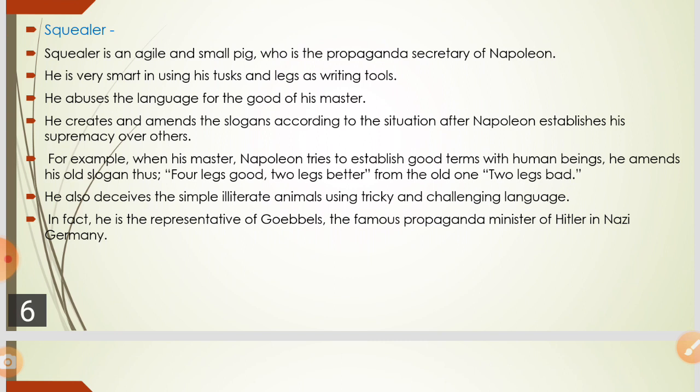He creates and amends the slogans according to the situation after Napoleon establishes his supremacy over others. He is the creator and amender of the slogans, as he looks at the situations and implements them according to the wish of Napoleon.